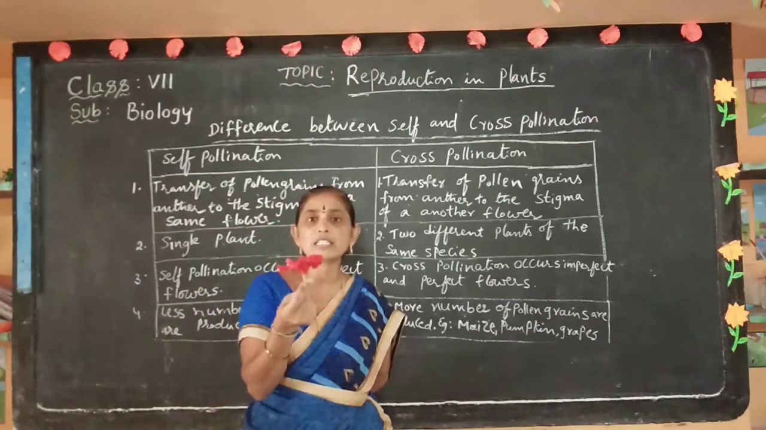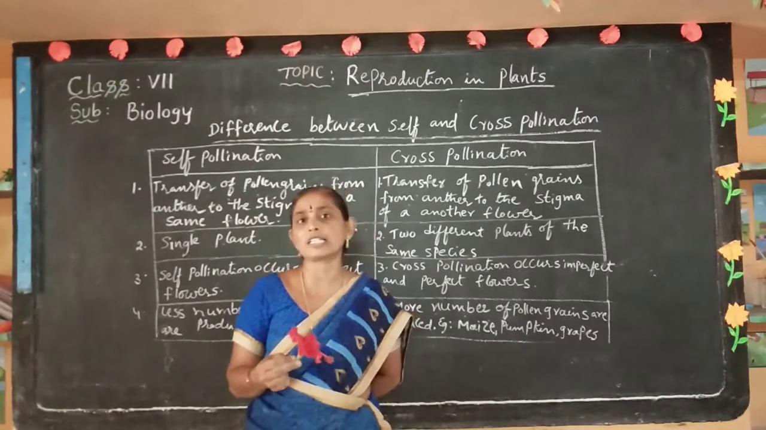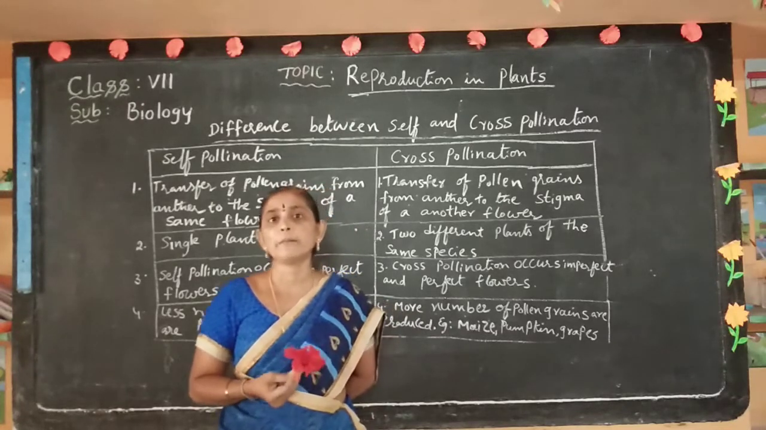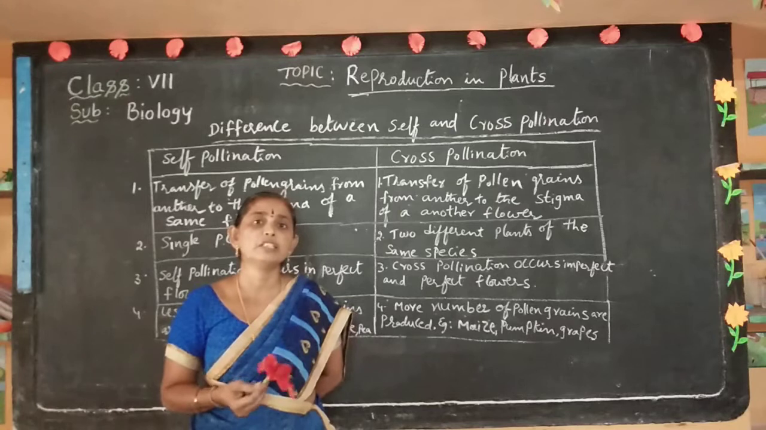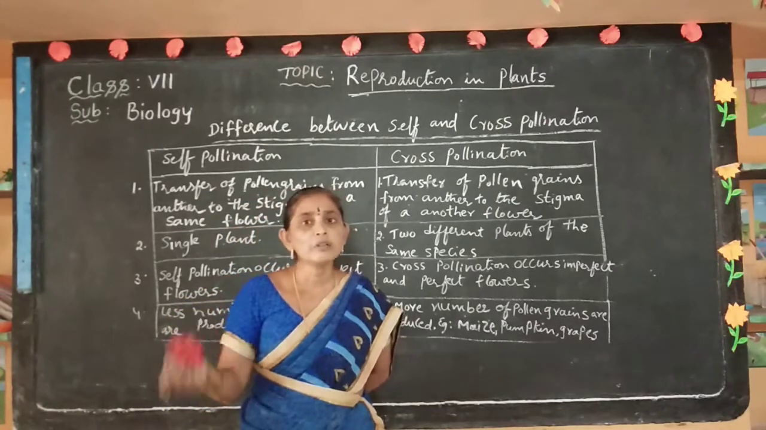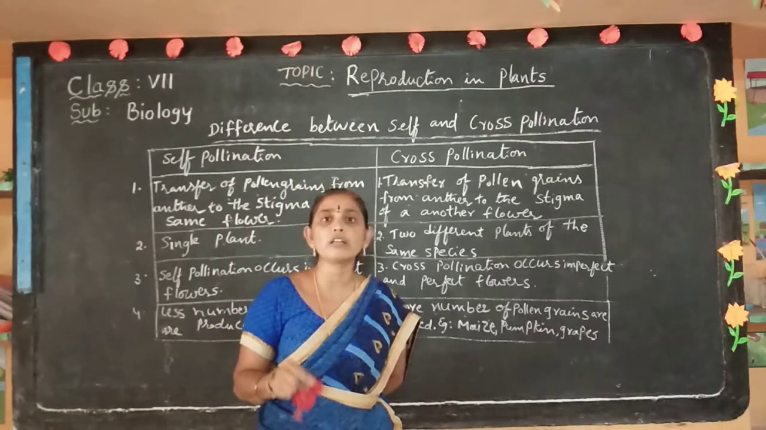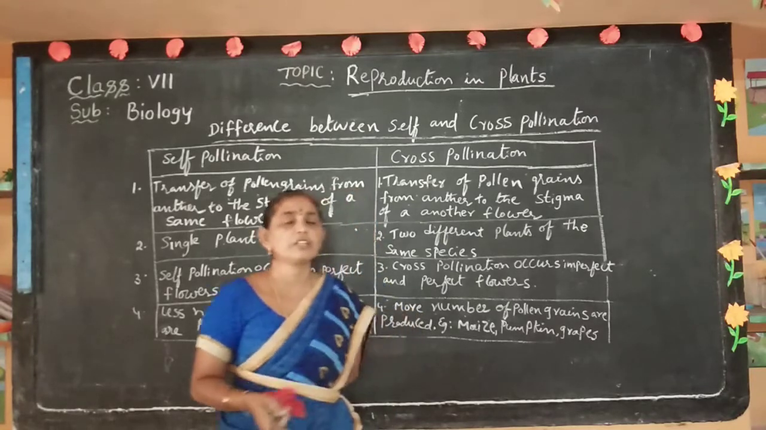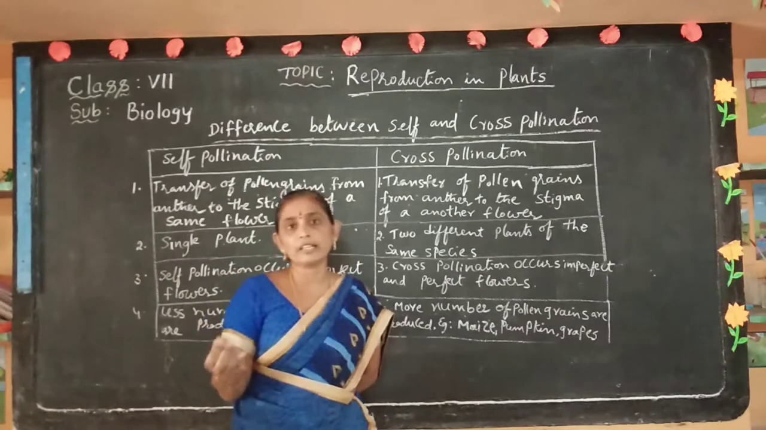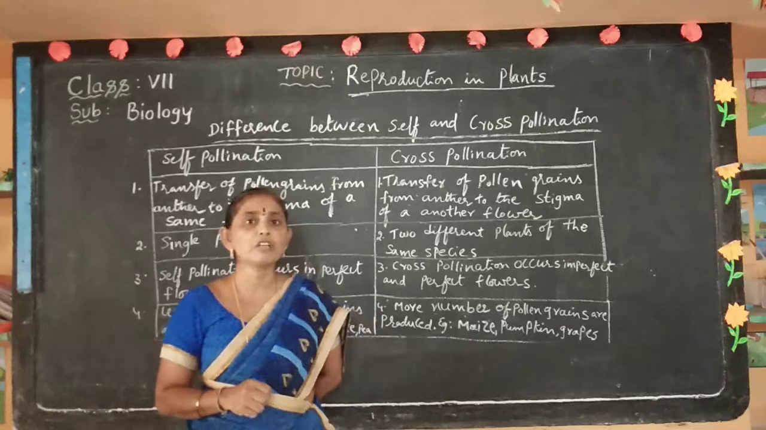For example, hibiscus and datura flowers contain both sex organs, anther and pistil. They are called bisexual or complete flowers. Some flowers contain either stamen or pistil, only one sex organ, and are known as unisexual or incomplete flowers. Examples of unisexual flowers are bottle gourd, bitter gourd and cucumber.